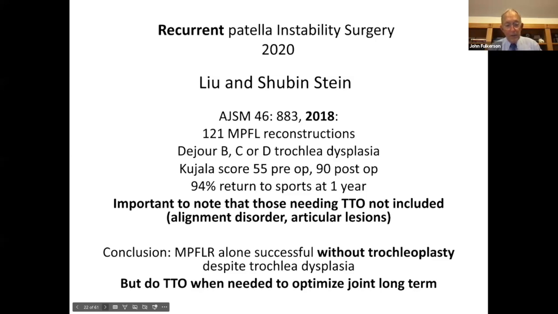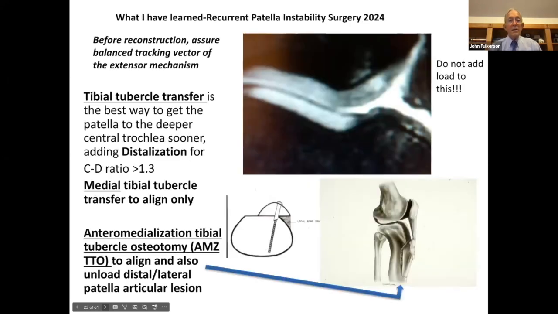So a medial reconstruction alone without a trochleoplasty can certainly work in the setting of trochlear dysplasia. But we want to do a tibial tubercle osteotomy when needed to optimize long-term joint stability and preservation of the joint. So that's a kind of a working idea that we have, and what helps us to decide when to add the TTO. Next slide. So now I've learned a lot from Drs. Tanaka, Dr. Sherman, many others. You pull it all together.